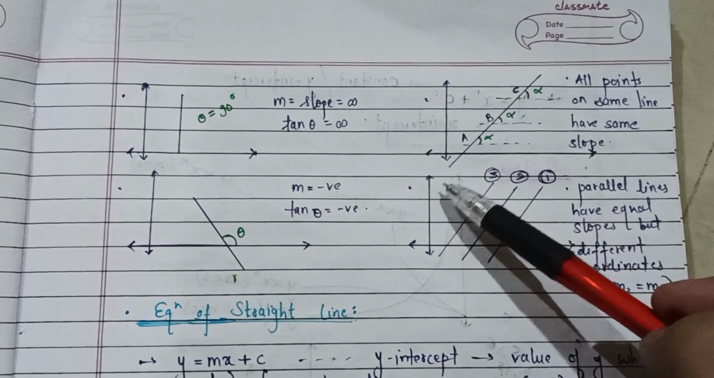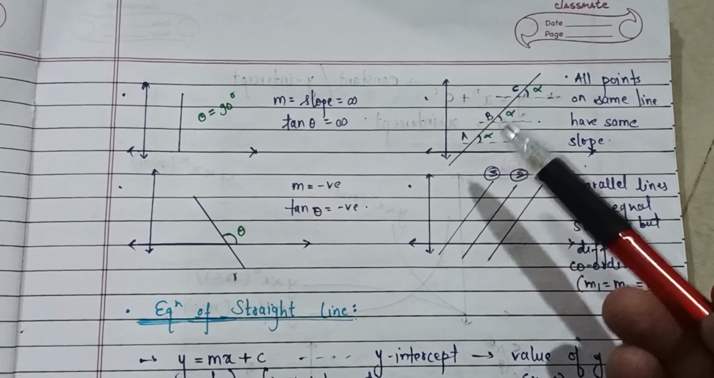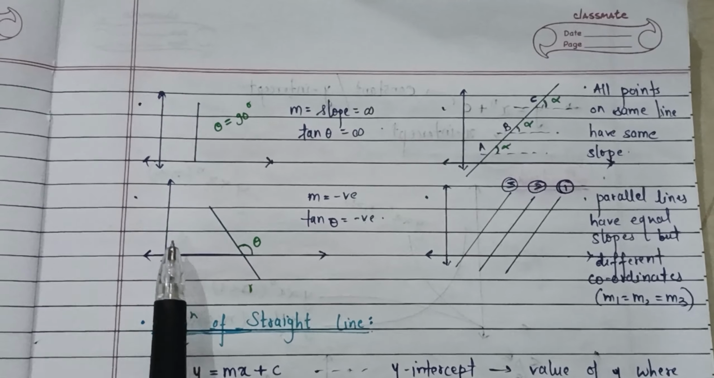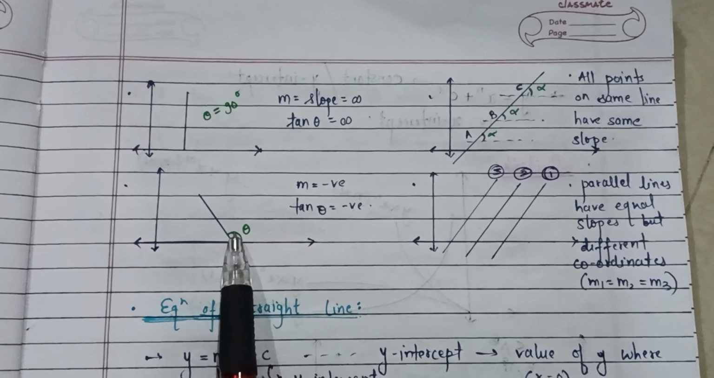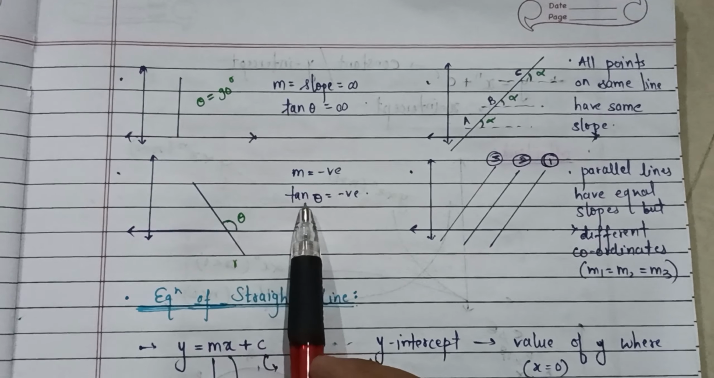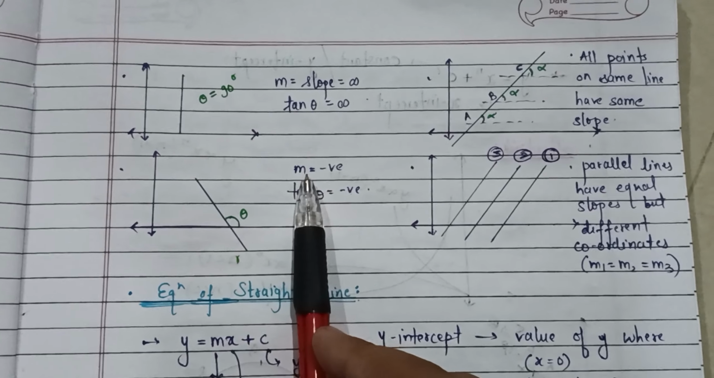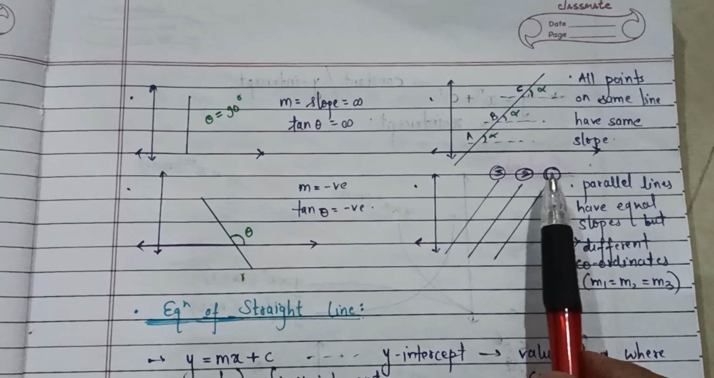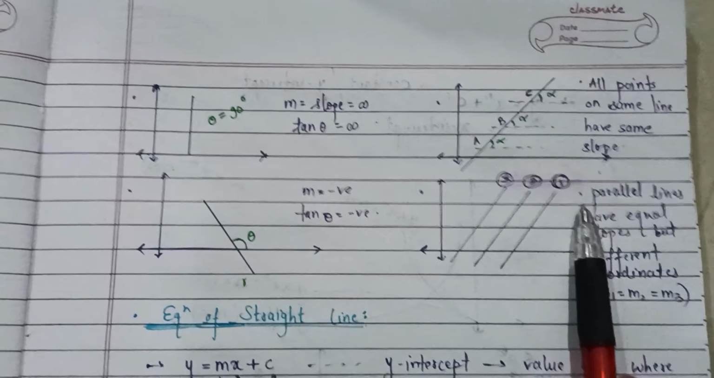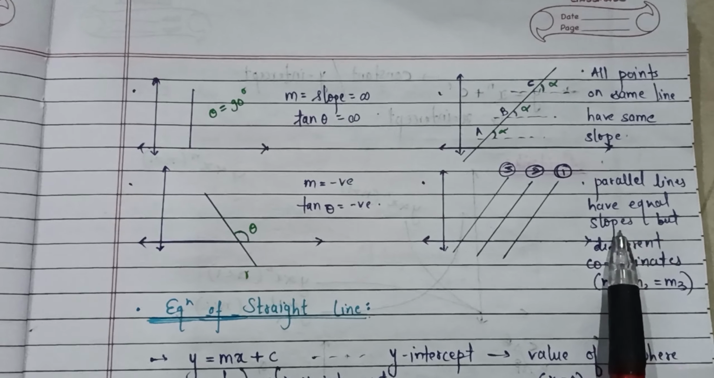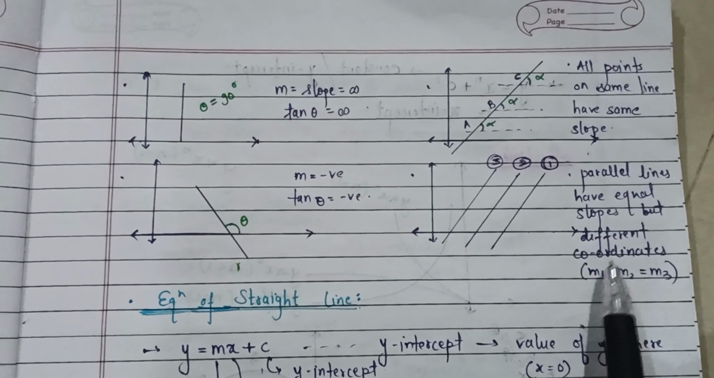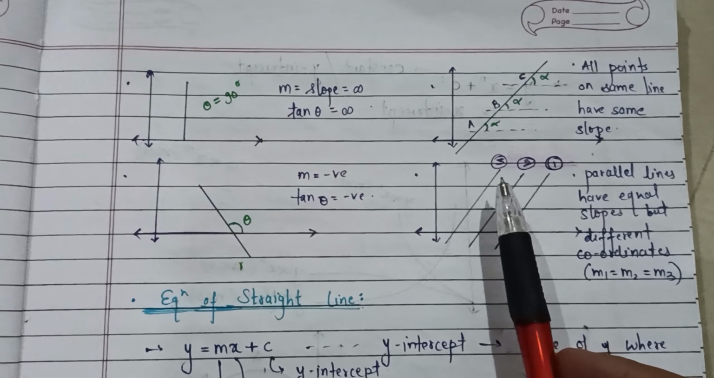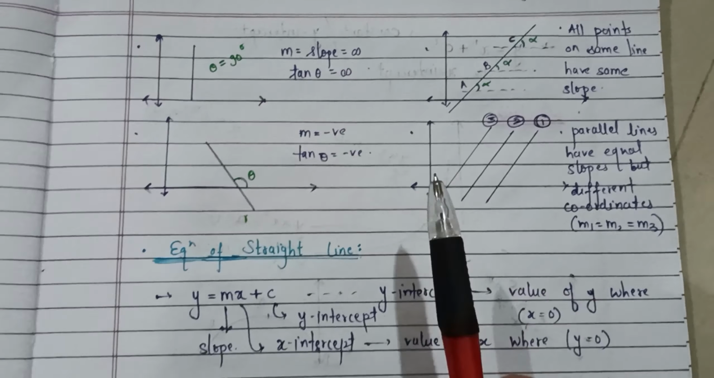In this graph, all these points lie on the same line. So all points lying on the same line have the same slope. In this graph, theta is greater than 90 degree, therefore tan theta will be negative and the slope will also be negative. In this graph, there are 3 parallel lines. So parallel lines have equal slopes but different coordinates. M1, the slope of the first line, is equal to the slope of the second line, is equal to the slope of the third line.